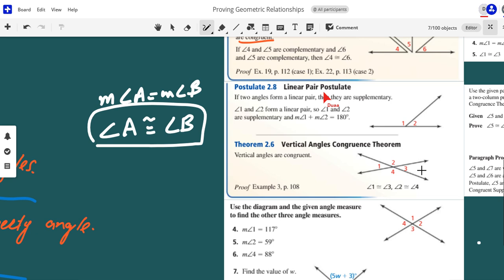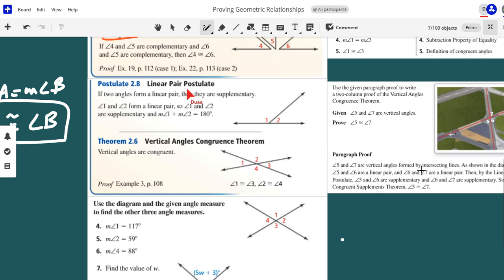Okay, so there is a very interesting theorem. What it says is a postulate. We will use it in theorem number 2.6. So the postulate is: if two angles form a linear pair, then they are supplementary. Now, what does that mean? What is a linear pair? What does it mean?